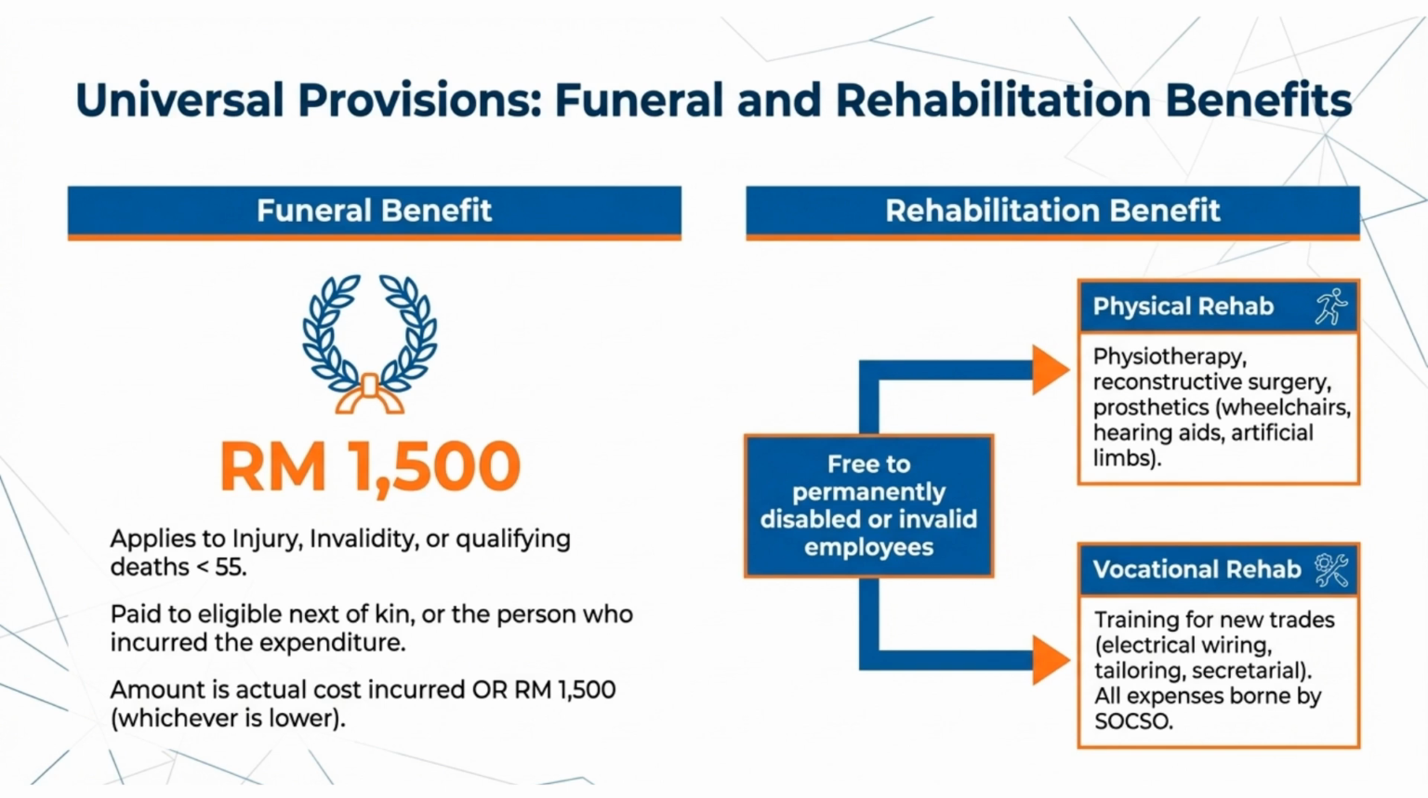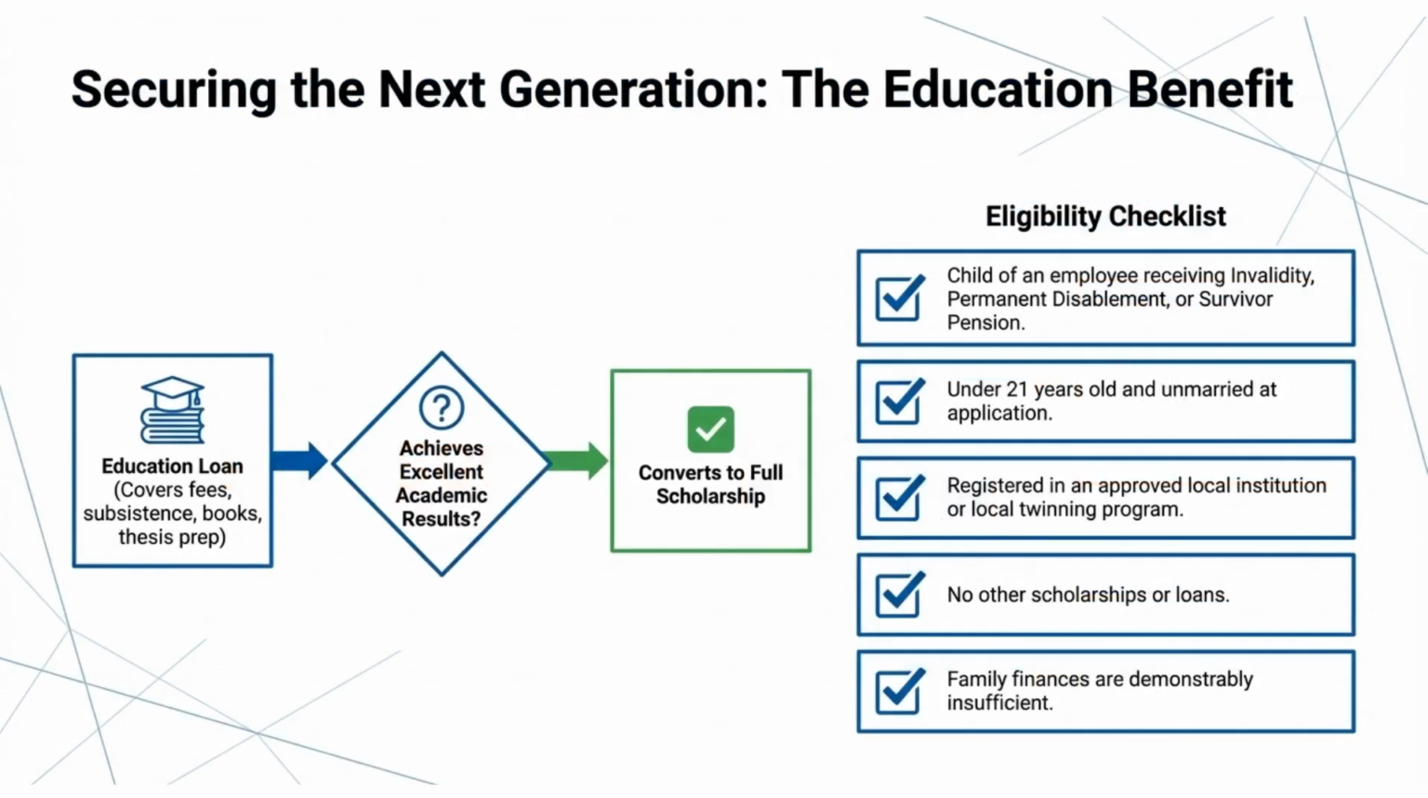All expenses for both types of rehabilitation are borne by SOCSO. The education benefit is structured as a loan given to dependent children of employees who receive monthly benefits for permanent disablement, invalidity pension, dependent's benefit, or survivor's pension. The loan can be converted into a full scholarship if the child achieves excellent academic results.